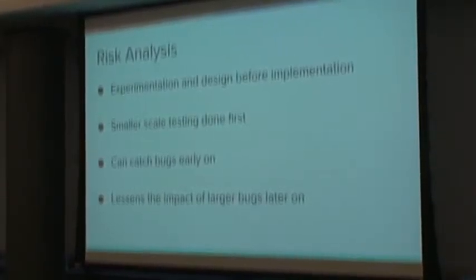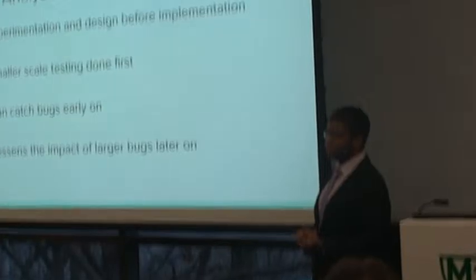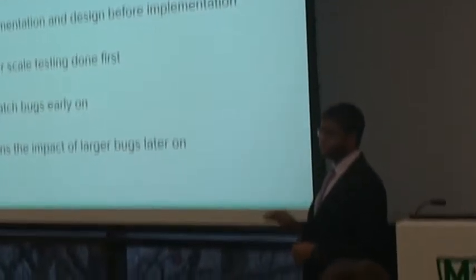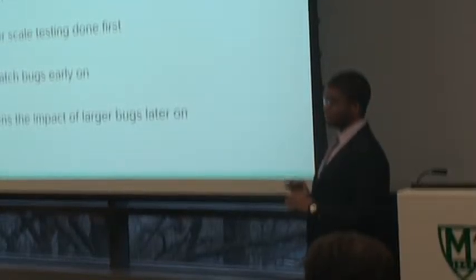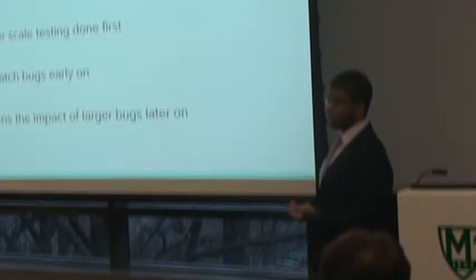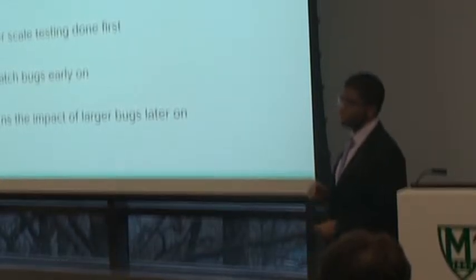So next, for risk analysis, to minimize risk, we experiment and design each individual component before actually implementing that component. So we start on a small scale, then we build upon that. This way we can catch bugs early on and lessen the impacts these bugs may have on us in the future.